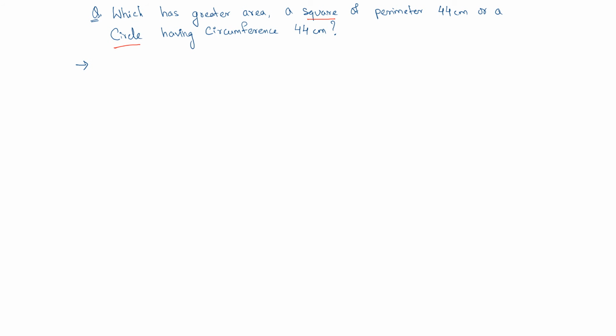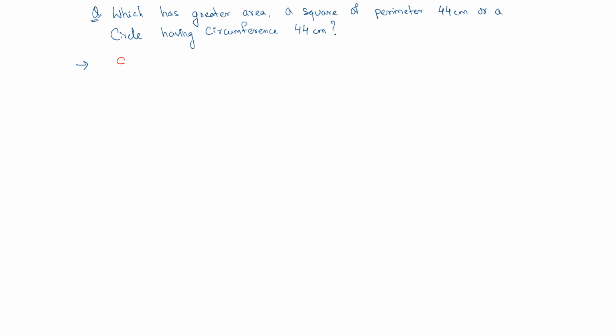So what is given? Perimeter is given. So that means from the perimeter of a square I will get the side, and hence I will get the area of the square. From the circumference of the circle we will get the radius, and hence we will find the area of the circle. And after that we will compare both the areas, and we will see which has greater area. So let us solve.